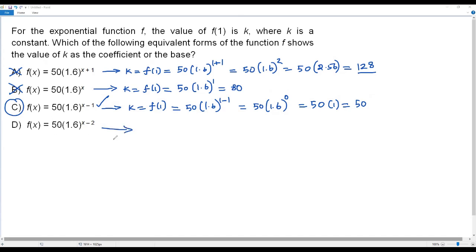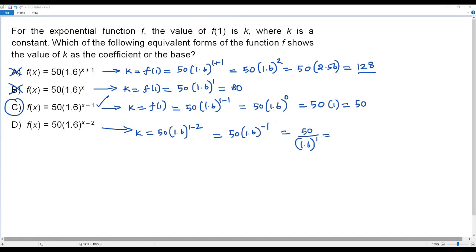That is, we have to find the value of k for f of x in answer choice D, that k equals, let's plug in 1 for x over here. Then we get 50 times 1.6 to the power of 1 negative 2. Then we get 50 times 1.6 to the negative first power. Since the exponent is negative, to make this exponent positive, I have to move this to the denominator. When I move it to the denominator, automatically the exponent will change its sign. Then we get 1.6 to the first power.